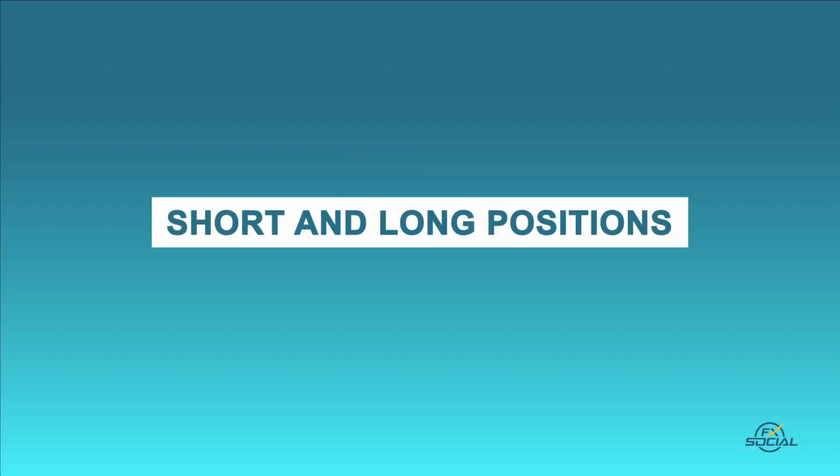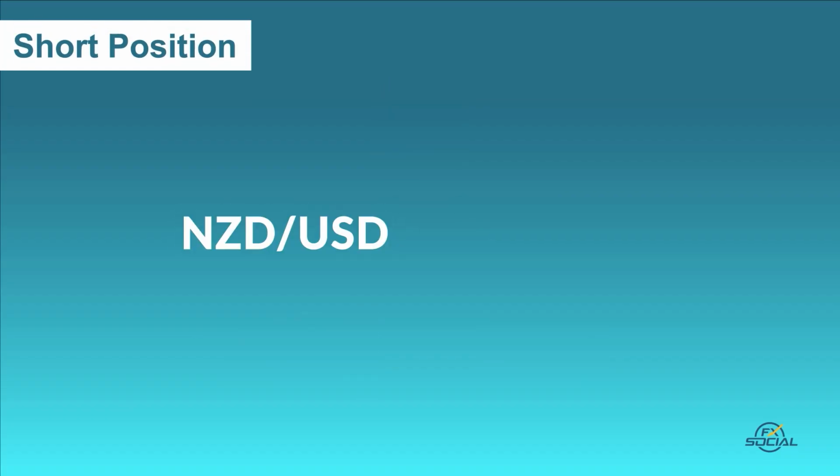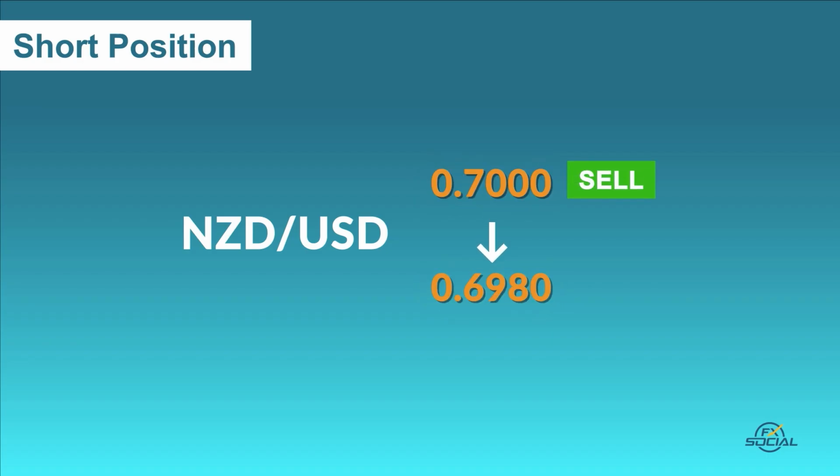Short and long positions. In the trading of assets, an investor can take two types of positions. 1. Short. 2. Long. In the case of a short position, traders are hoping that a currency will decrease in the future, so they sell it at a higher price and buy it back at a lower price in the future. This option is known as going short.